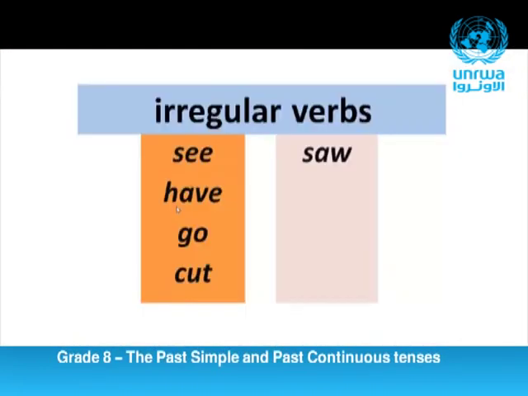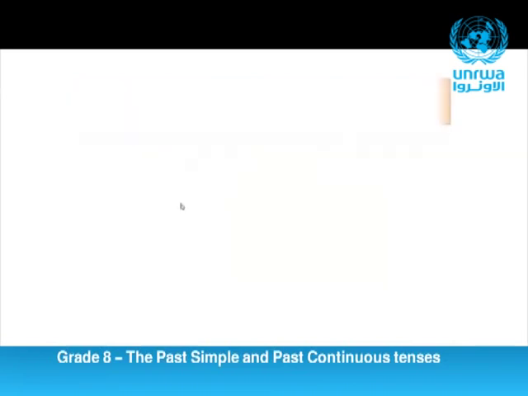Now let's see these verbs in the past tense. See, saw. Have, had. Go, went. Cut, cut. Look what happened. Its shape got changed, تغير شكله. Have, had, the same thing. Go, went, the same thing. Look at the last verb, cut. Its shape remained as it is, بقي كما هو. This is how we form the past simple tense.